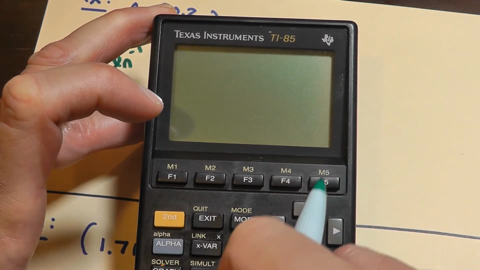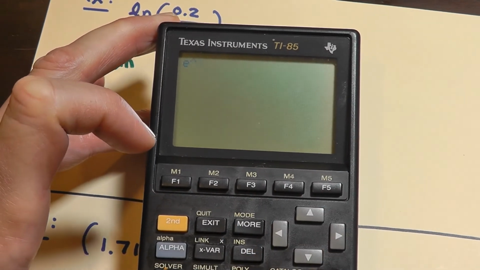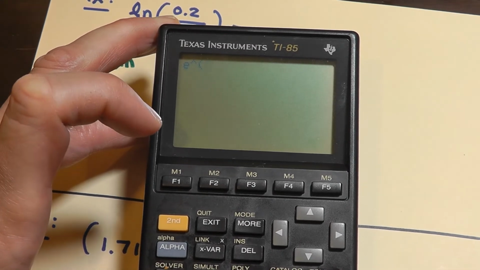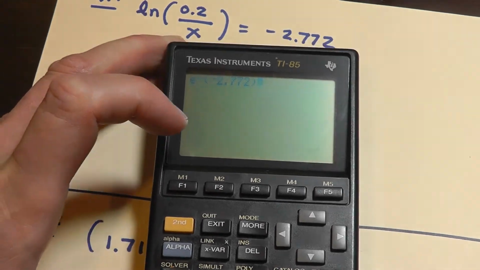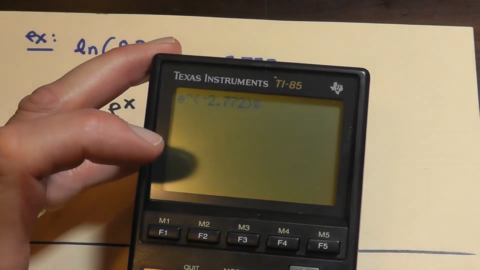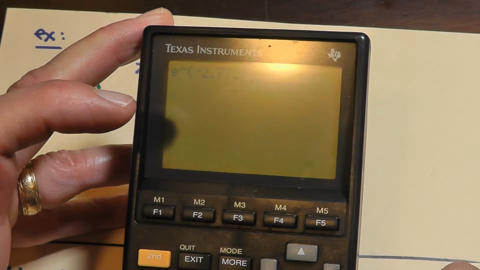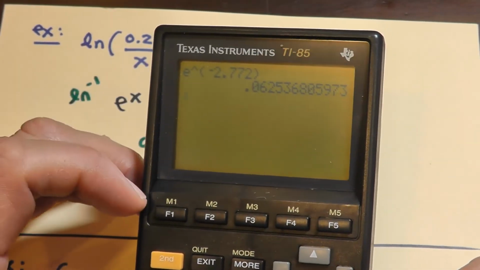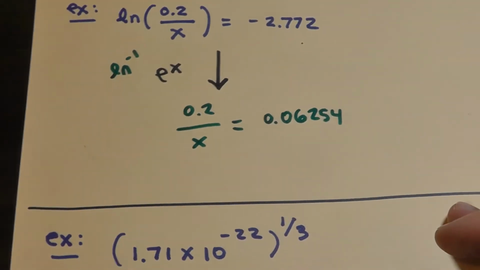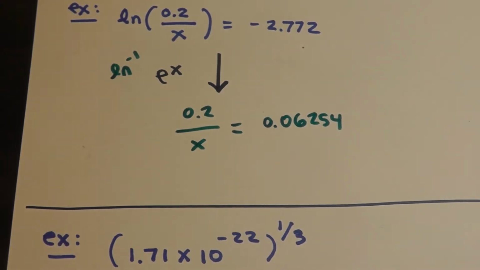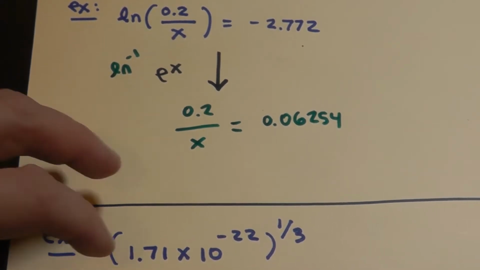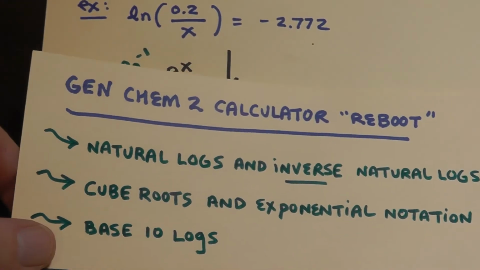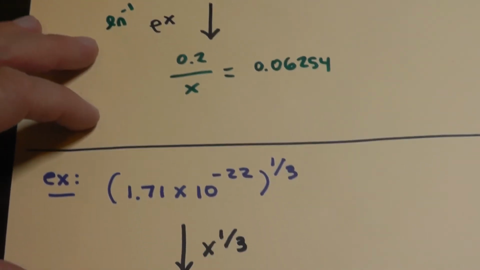So I go second function e to the x, and then in parentheses I put minus 2.772 and then parentheses. So that's a bit of a pain. And then I hit enter. And there's my 0.062. And now I'd have the ability to solve for x. You're going to have to do stuff like that often. So, what's the next thing that pops up is cube roots and cubing things.